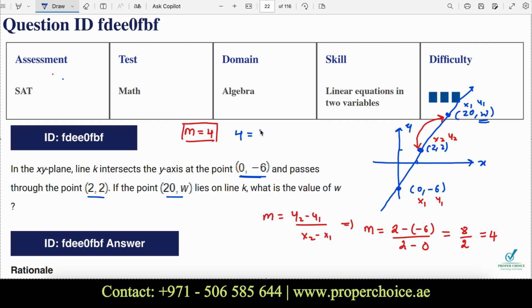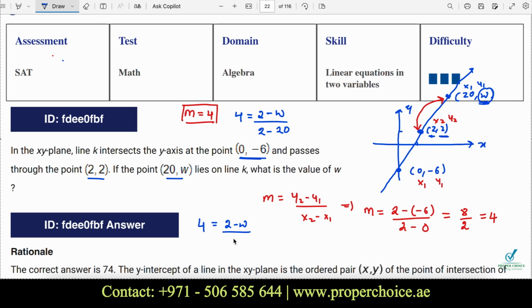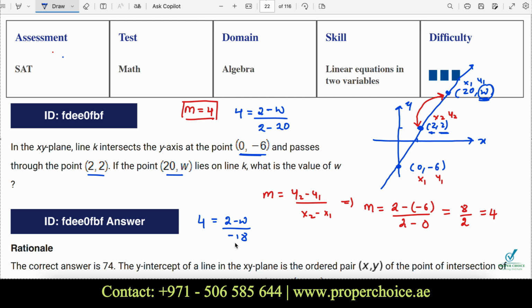In our case, the y2 value is 2, this is what I am taking, minus y1 which is w, divided by x2, which is 2, minus x1 which is 20. So 2 minus 20. So you can rearrange it. Let me continue here. So 4 equals (2 minus w) divided by (2 minus 20). 2 minus 20 is -18. You can cross multiply and then rearrange, or you can just take the help of Desmos. Rather than doing all this, when you are setting up an equation, take the help of Desmos and you'll get the answer.